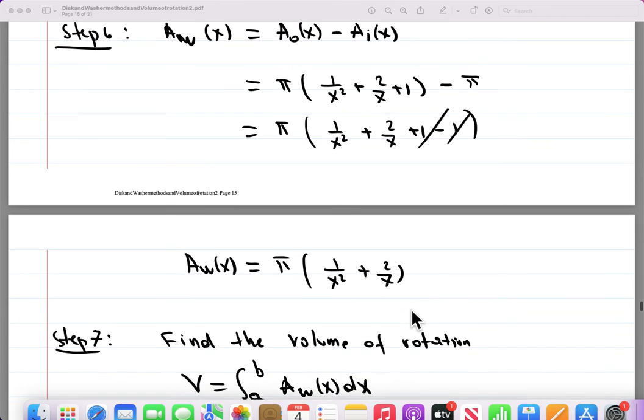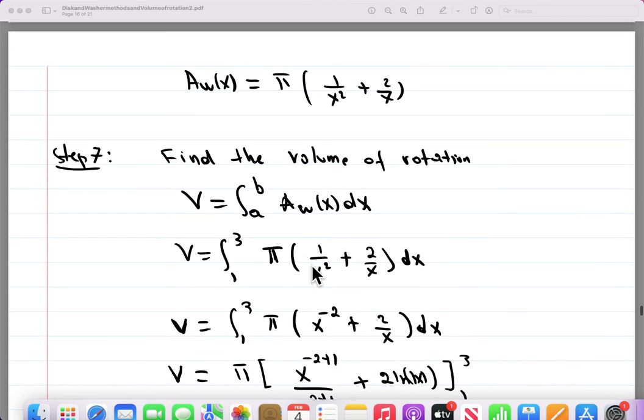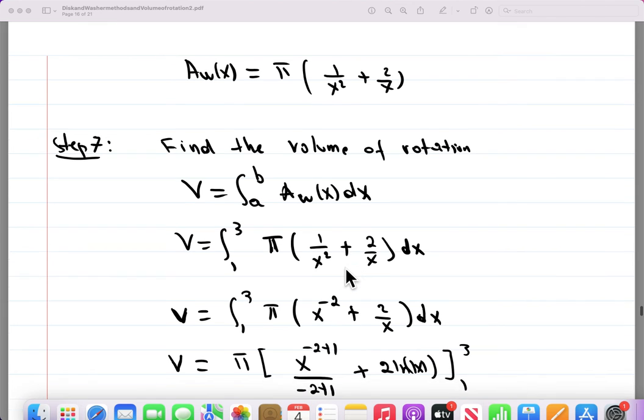Step 7, that's when you're going to integrate the area of the washer in order to get the volume of rotation. So I already told you about a and b, which is 1 and 3, and then we're going to integrate from 1 to 3. We're going to integrate pi times quantity 1 over x squared plus 2 over x dx.